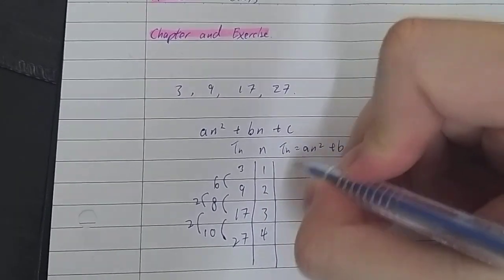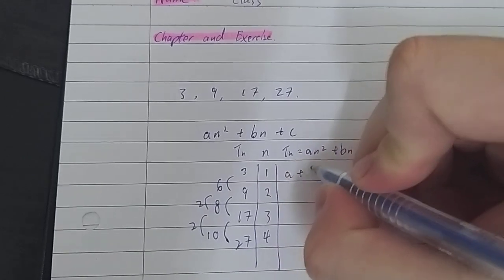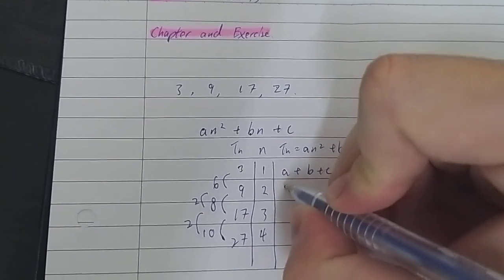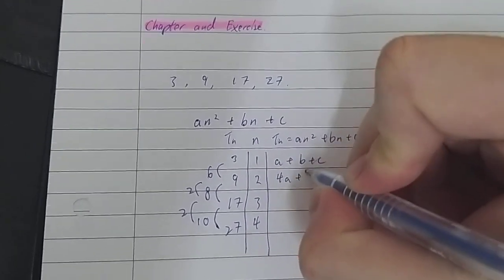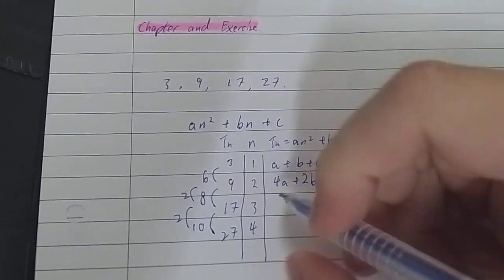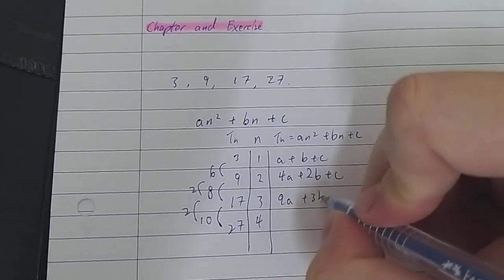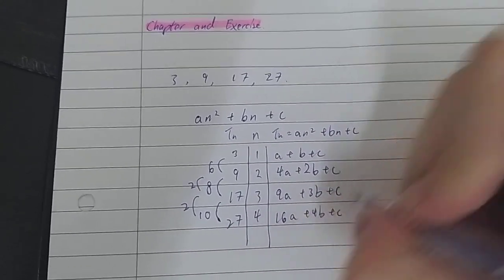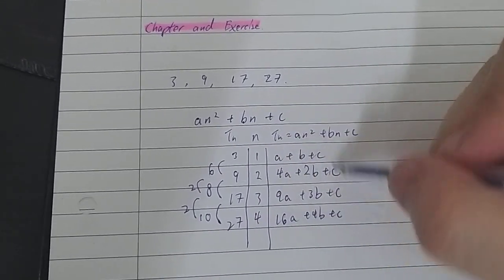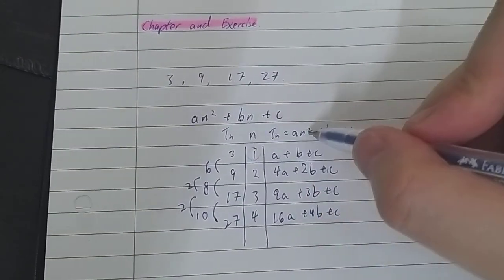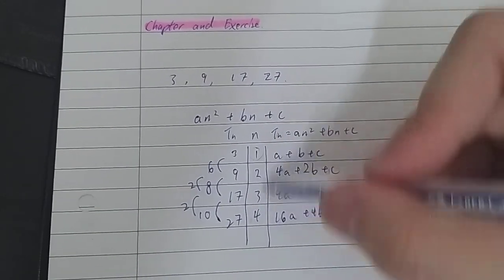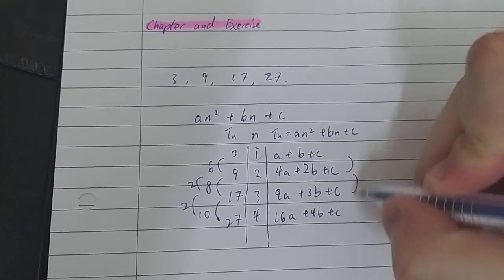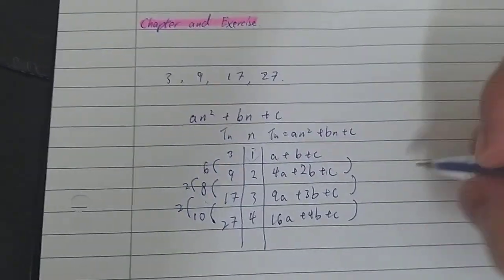Now similarly here, tn is equal to an² + bn + c. So when n is 1, you get a + b + c. When n is 2, you get 4a + 2b + c. And similarly, you get this one and this one. How I get all these is basically I substitute the 1 inside the n, because all these are the n, right? And if you notice, what I do on the left side, I do the same on the right side.